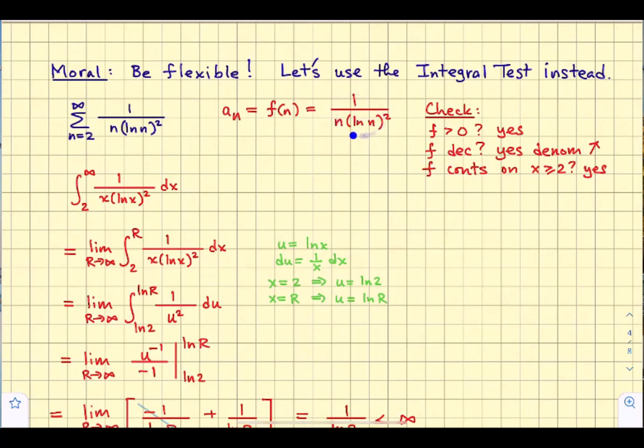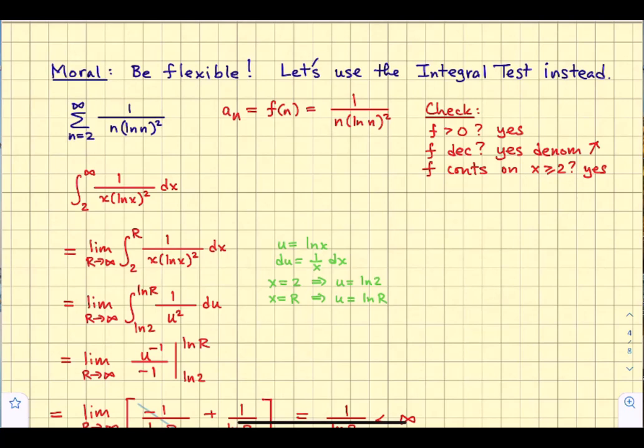You could look at what this graph looks like, or I think what's simpler is just notice the denominator. I have 1 over, and then this denominator is growing. This is a growing function, and so since the denominator is growing and the numerator is staying the same, the quotient is decreasing. And lastly, is f continuous for x greater than or equal to 2? Yes, this is a continuous function when x is greater than or equal to 2. So we have the green light to use the integral test.